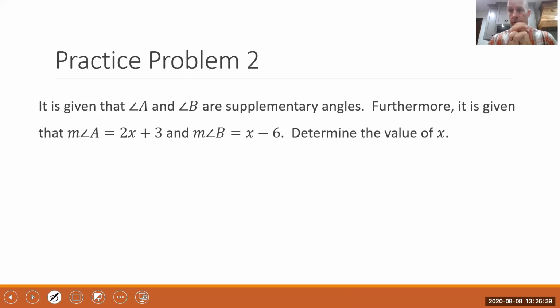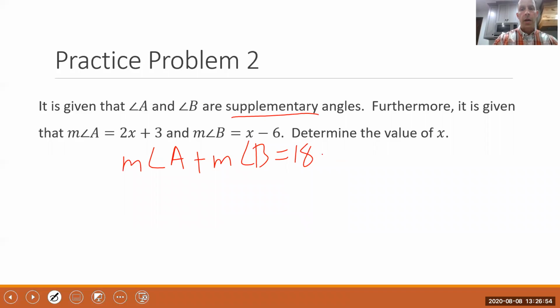So we could draw a picture if we wanted to, and I might do that in a minute, but I'm not going to draw a picture right now because the important thing is that I know they're supplementary. What does that mean? If they're supplementary, then the measure of angle A plus the measure of angle B has to be 180. And now I can just substitute in. What is the measure of angle A? It's right there, 2x plus 3. What's the measure of angle B? That's x minus 6. It has to equal 180.